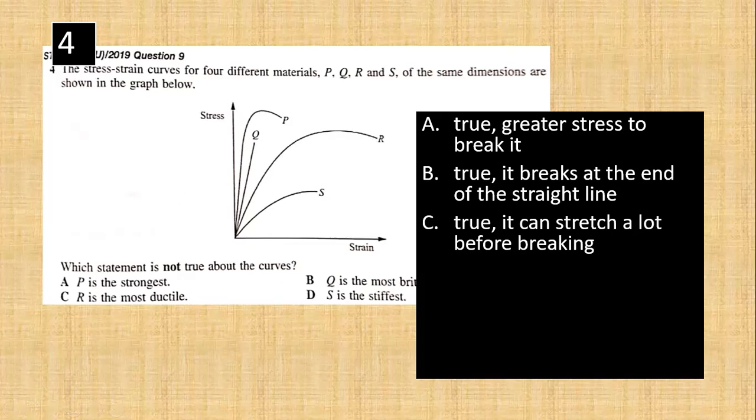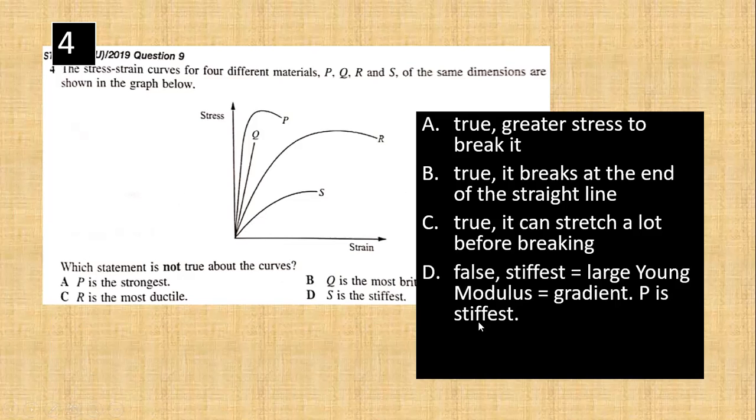S is the steepest. Steepest, remember, the gradient gives Young's modulus, so it has the smallest Young's modulus. So no, right? Cannot be the steepest. So that's the false one. Okay with that? Yeah, still not ready yet. Go back and revise.